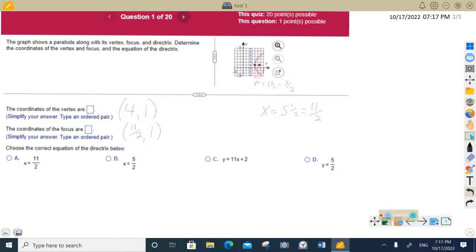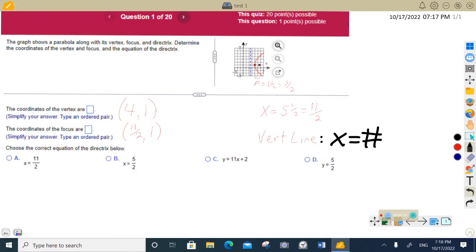Now the directrix is an equation of a line. Guys, a vertical line is going to be x equals some number. I'm learning how to use this board. I apologize. So we got x equals some number. Oh, I think that's better.